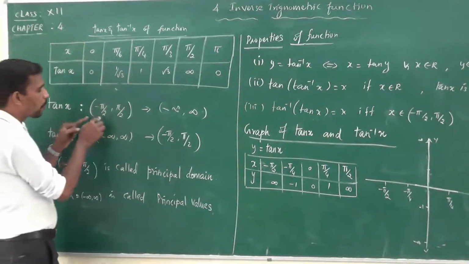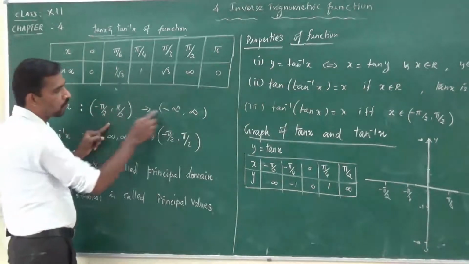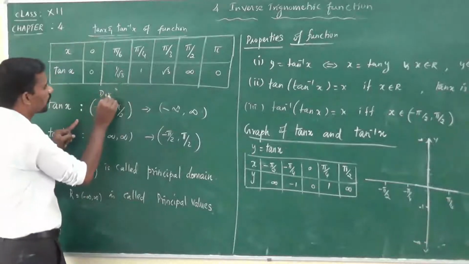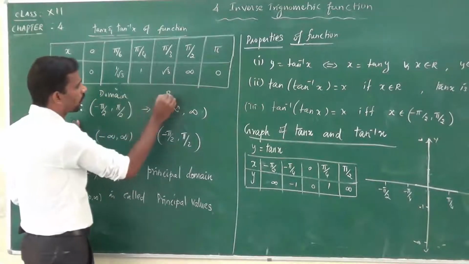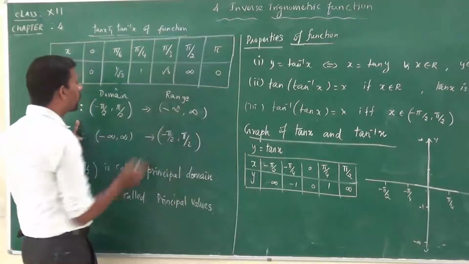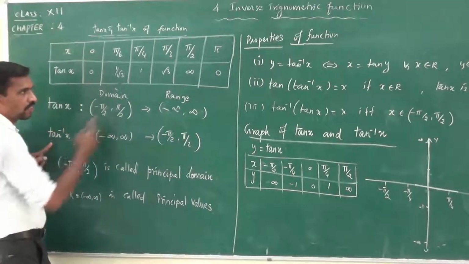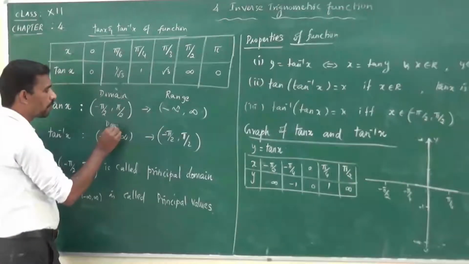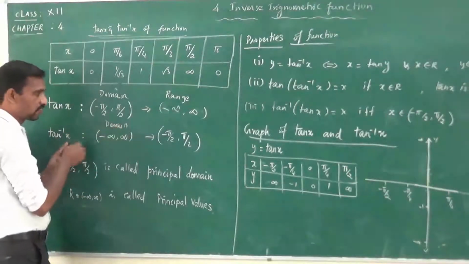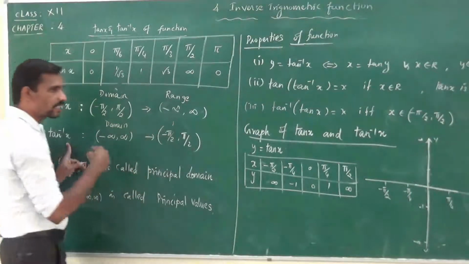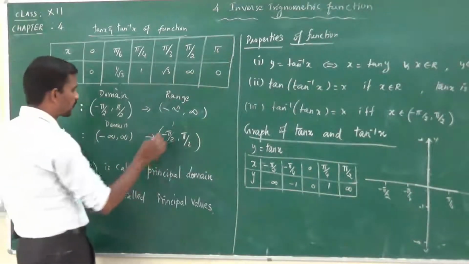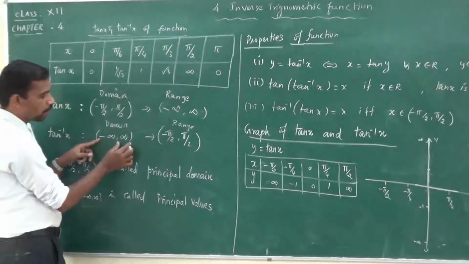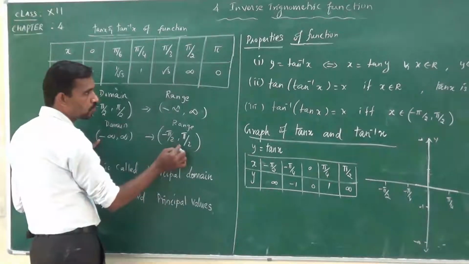In tan x, the domain is minus pi by 2 to plus pi by 2, and the range is minus infinity to plus infinity. So this is the domain and this is the range. But in the inverse of this function, the domain and range will be interchanged. So this is the domain for the tan inverse function, okay? And tan inverse x, otherwise known as arctan, has this as its range, okay? So domain is minus infinity to plus infinity, range is minus pi by 2 to plus pi by 2.